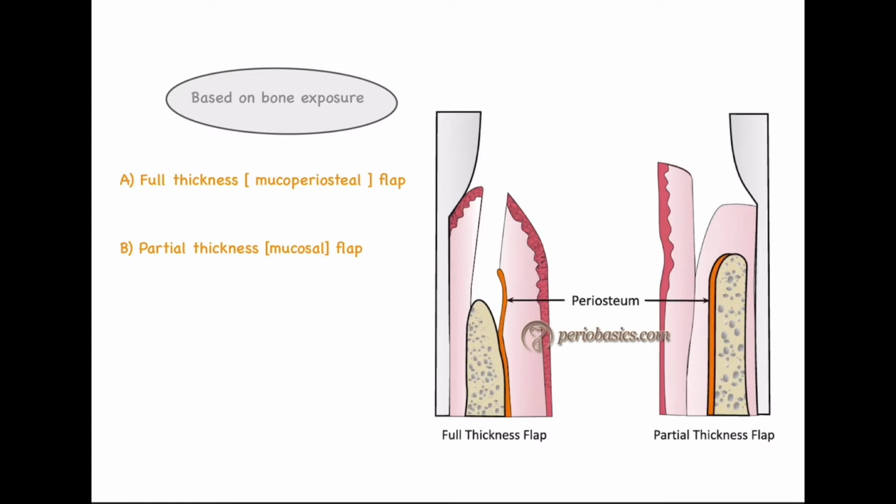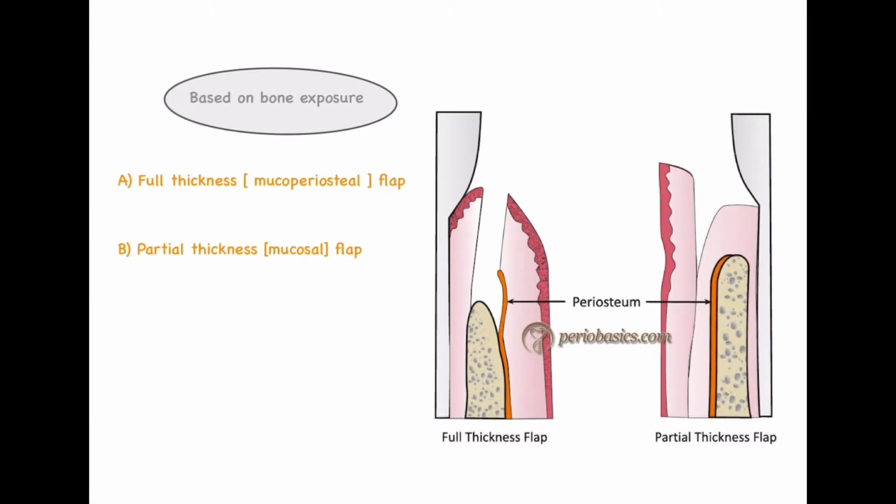So in this figure, as we can see, full thickness flap basically means that we are reflecting the mucosa as well as the periosteum of the bone. Therefore it is called full thickness, as we are also including the periosteum of the bone. In the next figure, what we are able to visualize is a partial thickness flap. Basically it is the reflection of only the mucosa. Therefore, we call it partial thickness flap, meaning that we are not including the periosteum in our flap.